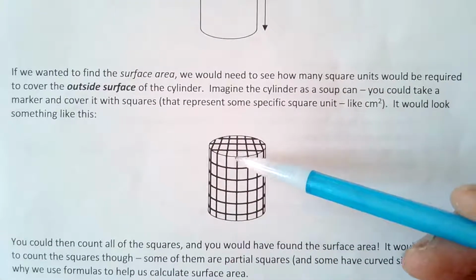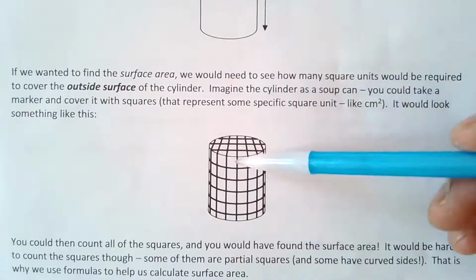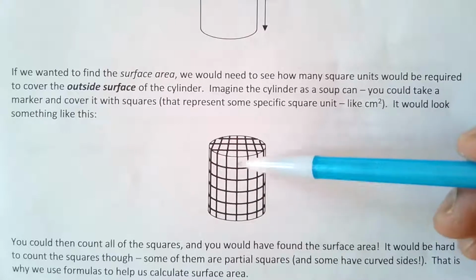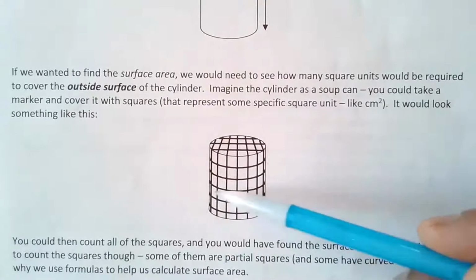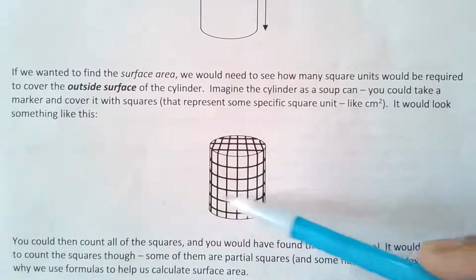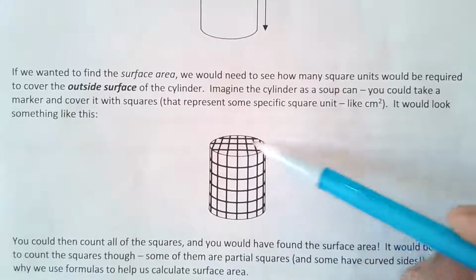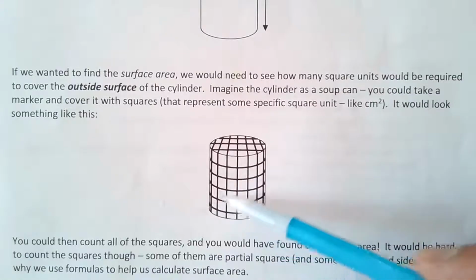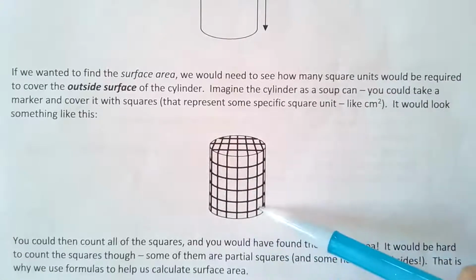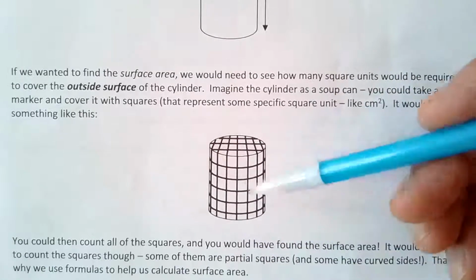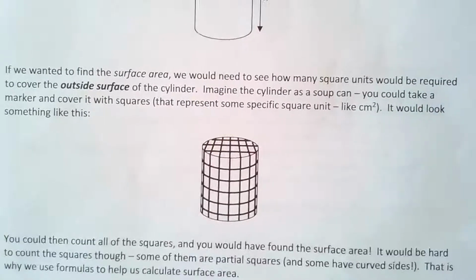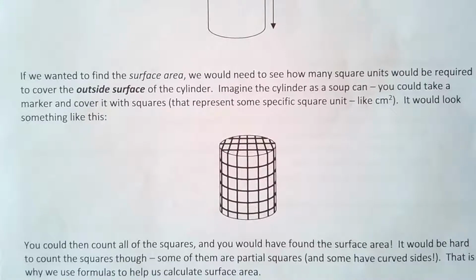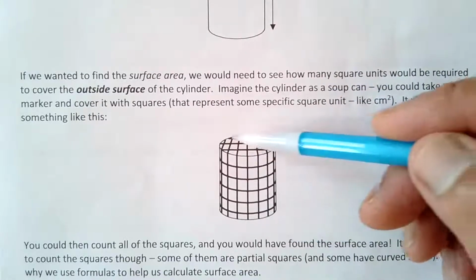If you were to draw a series of squares, each top and bottom, but also there's an area under the can below. This is the top, but there's also the bottom of the can. And if you were to count all of the squares, that gives you the surface area. So that's what you'd be finding.